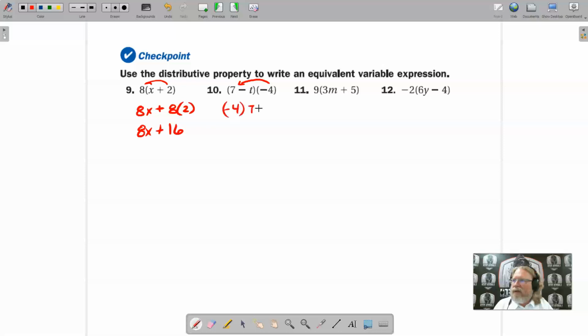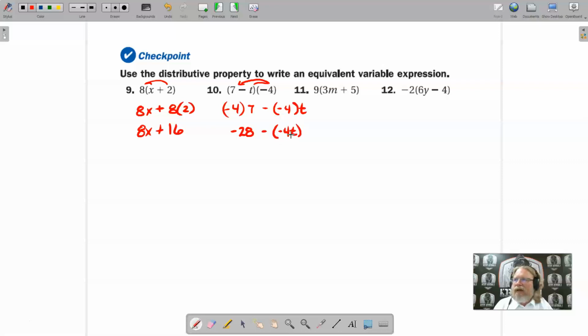On the next one, we have the negative 4 times the 7, so we have negative 4 times 7, and we also have the negative 4 times t, and it is a subtraction sign here, so we'll leave a subtraction sign there. So negative 4 times positive 7 is going to be negative 28 minus, and then we have negative 4 times t is going to be negative 4t.